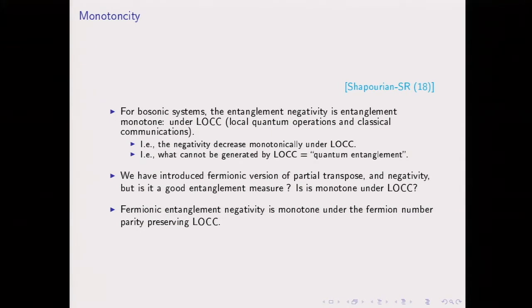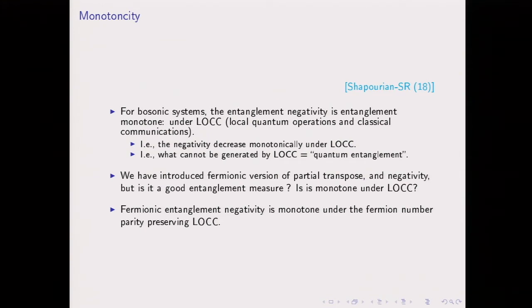We revisited this problem in our recent paper, where we show that our fermionic version of entanglement negativity in fact monotonically decreases under LOCC operations, if we limit our LOCC operations to be consistent with fermion number parity conservation. So you don't mix different sectors with different fermion number parities, but so long as we agree on this fermionic version of LOCC, the fermionic version of negativity monotonically decreases. So it's a good entanglement measure in that sense.